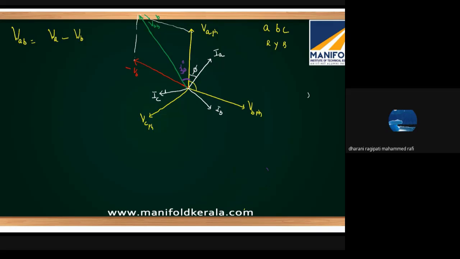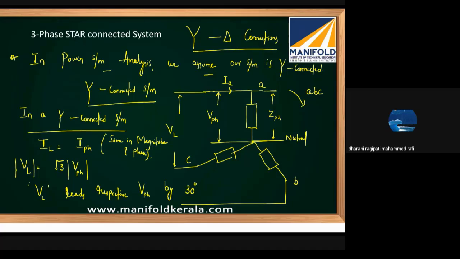So what is the conclusion in a star connected system? The line current is same as the phase current, both magnitude and phase wise. The line voltage is root 3 times the phase voltage in magnitude, and the line to line voltage leads the respective phase voltage by 30 degrees. Okay, this thing you have to keep in your mind. Understand?